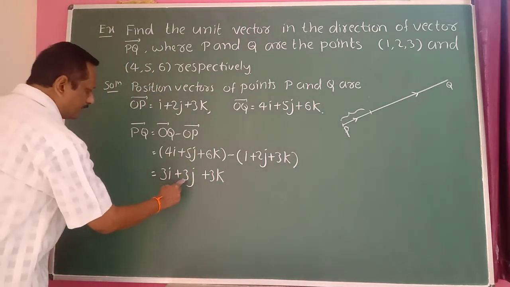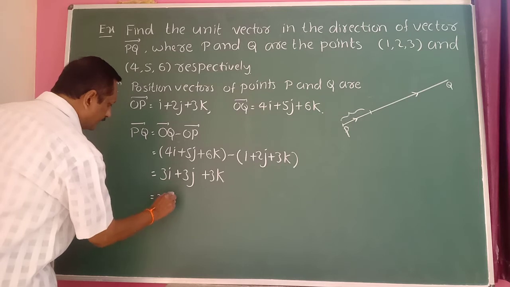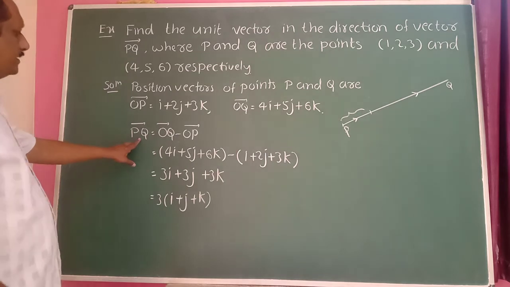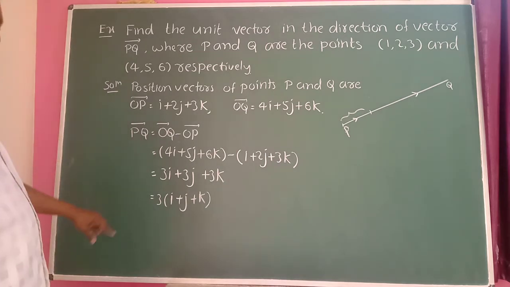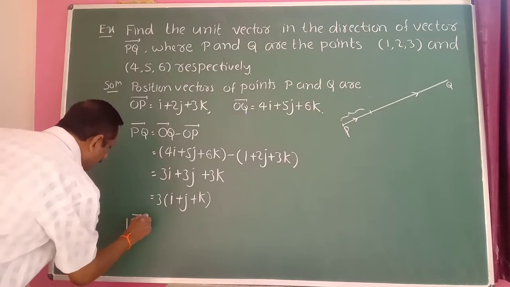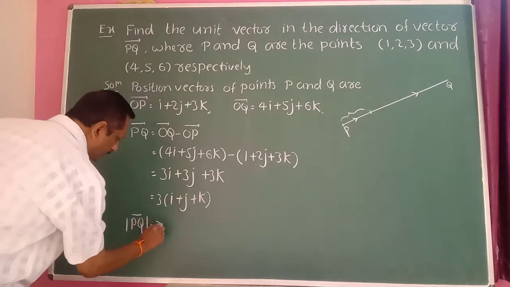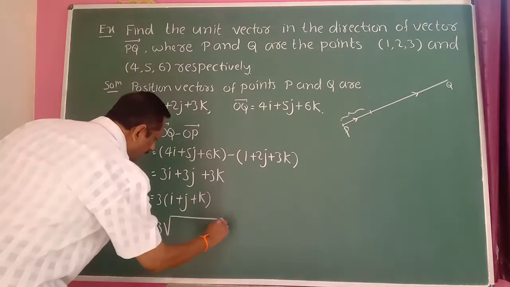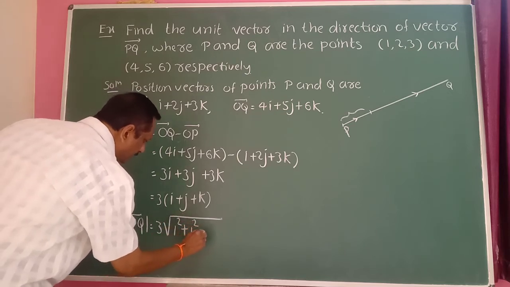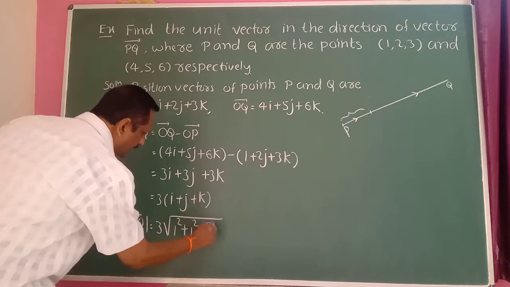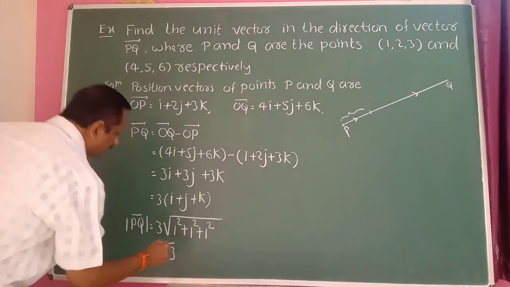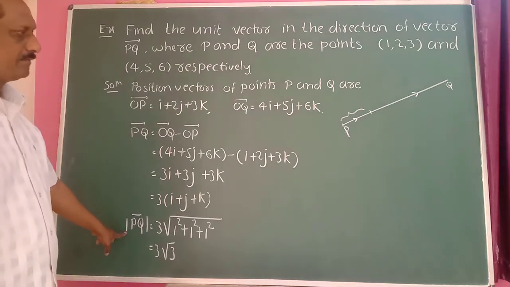Therefore, take 3 as a common factor here. So write 3 outside: i plus j plus k. This is the vector PQ. Then find its modulus. So the modulus of PQ is given by 3 into the root of (i coefficient is 1, 1 square) plus (j coefficient is 1, 1 square) plus (k coefficient is 1, 1 square). Yes, it gives 3 into root of 3. The modulus of the vector PQ bar.